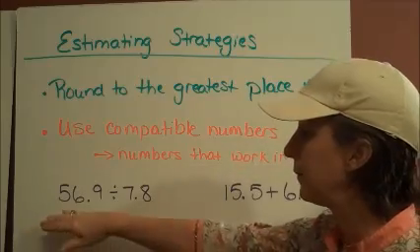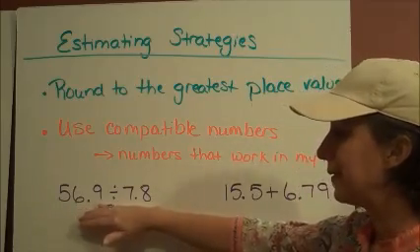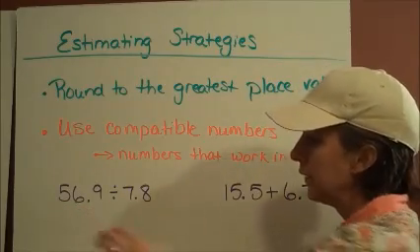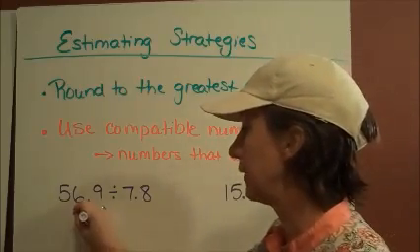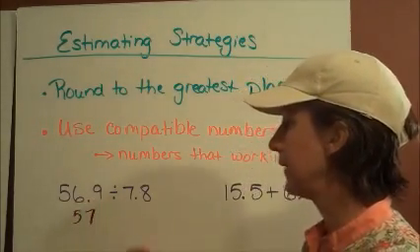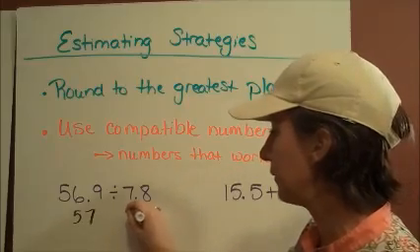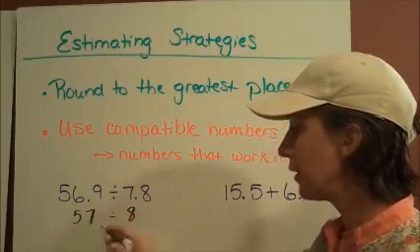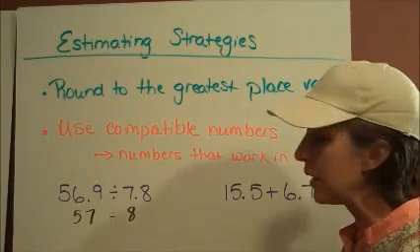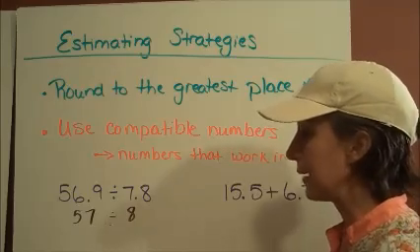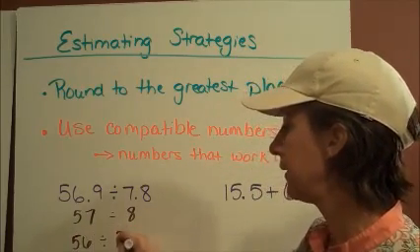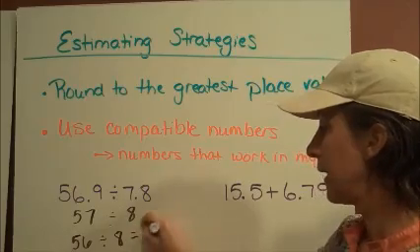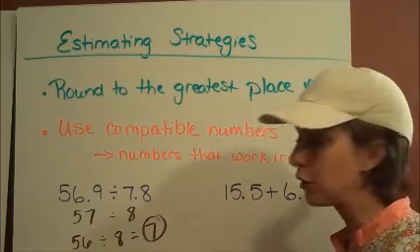An example might be if you were asked to estimate this. Well, 56.9, if I were going to use rounding, rounds to 57. And 7.8 rounds to 8. But those numbers aren't compatible. Numbers that are compatible would be if I left this at 56 and then divided it by 8. So an estimate of 7 is a good estimate.